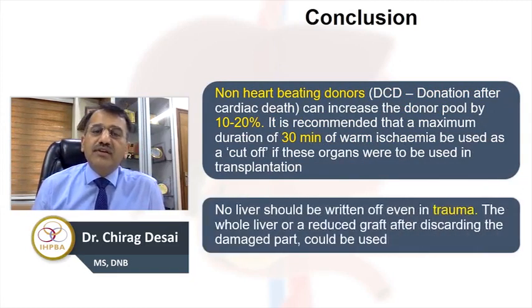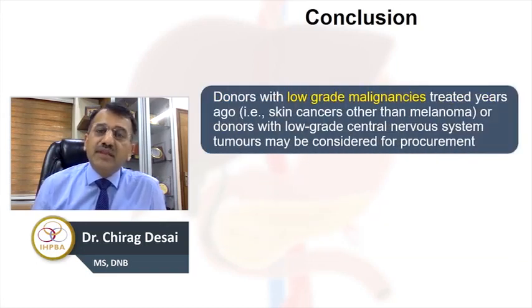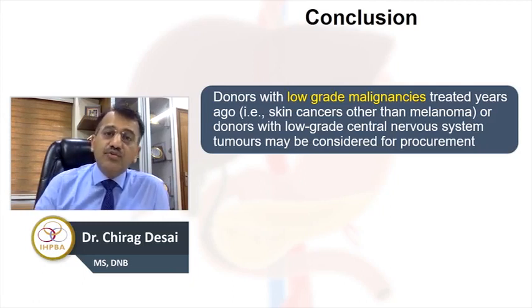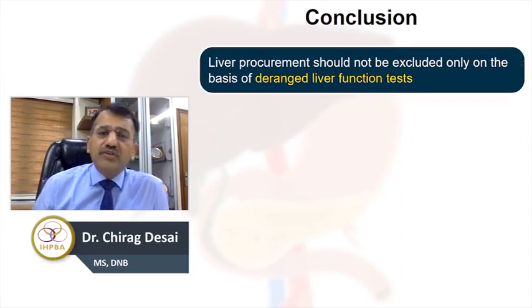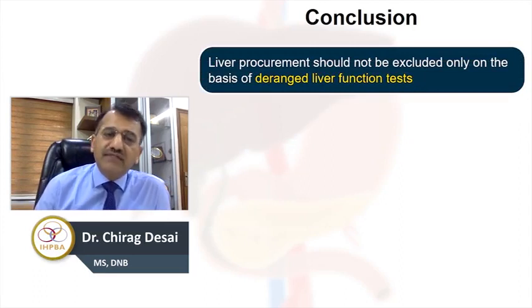No liver should be written off just because it's a traumatized liver. The whole or the reduced graft, after discarding the damaged part, can be used for transplant. And there are reports where such successful transplants have been done. Donors with low-grade malignancy treated many years ago, with a very low incidence of recurrence, can be used for donation. Superior graft and patient survival is observed even in ABO-incompatible liver transplant with the use of rituximab and plasmapheresis. Liver procurement should not be excluded only on the basis of deranged liver functions.